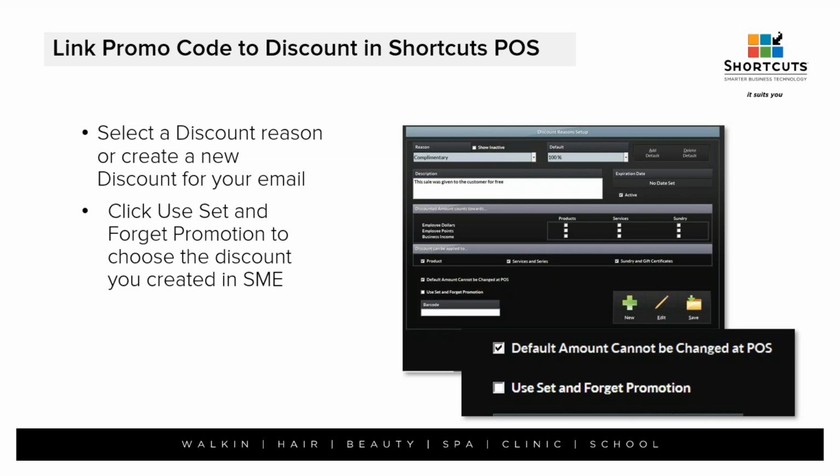So you'll return to your Shortcuts point of sale, you'll find a particular discount like the birthday discount, and if you notice on the bottom left corner, there's a checkbox that says use set and forget promotion. When you click that checkbox, then Shortcuts will connect to Shortcuts Marketing Elite, and it will say, was it the birthday coupon? Was it the We Miss You coupon? Was it the referral coupon? Which one am I supposed to track? So this helps Shortcuts find out who was the customer, how much did they spend, what was the value of their coupon. So that's really the last step in using this and tracking your coupons.